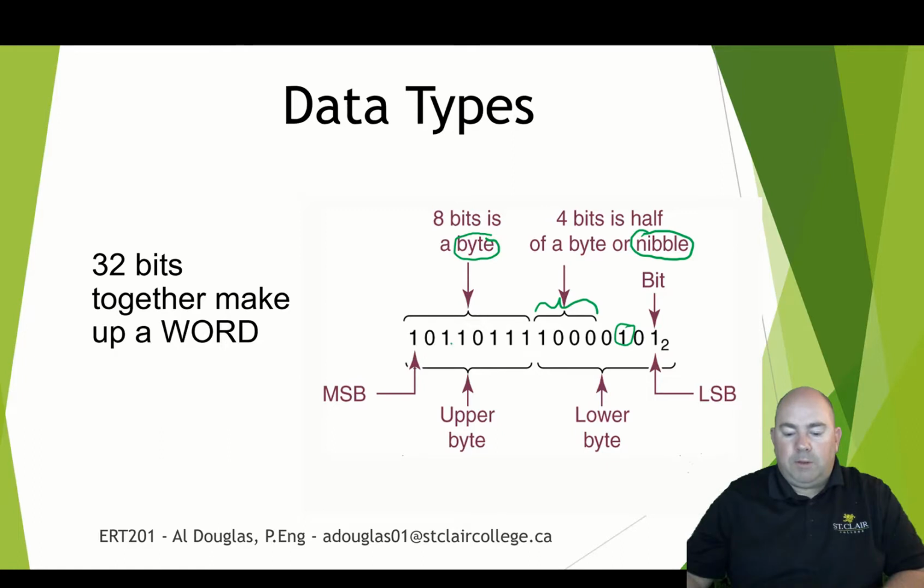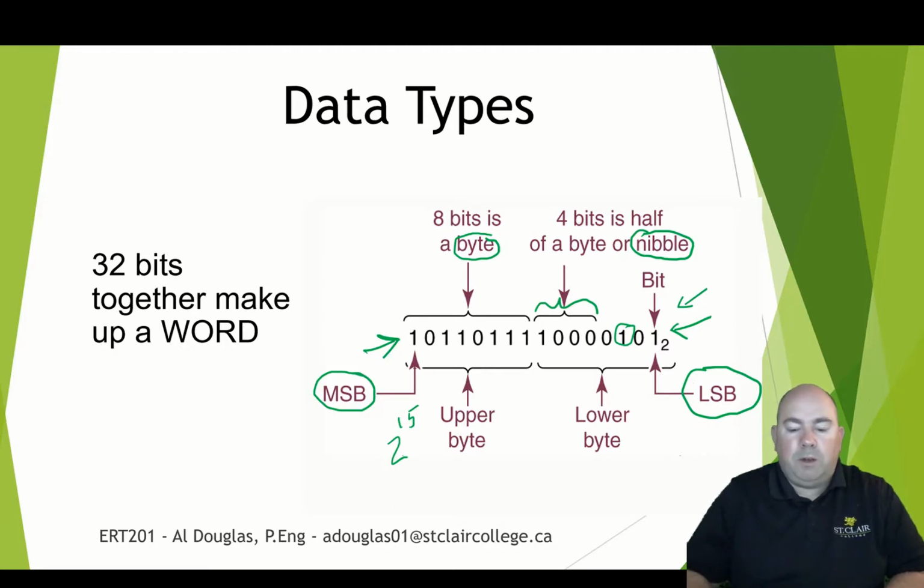And then 16 bits together, we have the upper and lower part of the byte. And then on the very far left, the most significant bit, and the very far right, the least significant bit. We call it most significant, least significant, because the most significant is the one that has the greatest influence on the magnitude of the number. So this is the ones column over here. This is the 2 to the power of 15 column. So that is much, much more magnitude than just a 1. So that is the most significant bit.